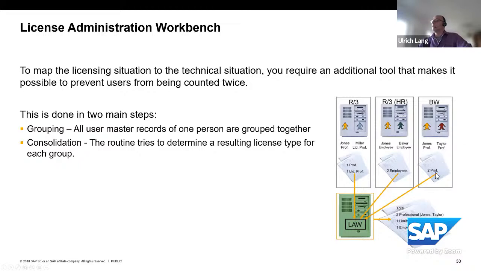Then here we have a Mr. Taylor, also a professional. And here an employee, Baker, because it's an HR self-service system, for example. If we just added up the things, it would be 3 professionals, 1 limited professional, and 2 employees. After the consolidation, we only have 2 professionals because Jones is counted twice, and only 1 employee because the employee record of Mr. Jones is included in the professional, and the only remaining employee is Mr. Baker. This is the license administration workbench.